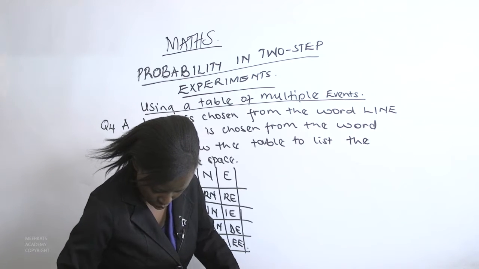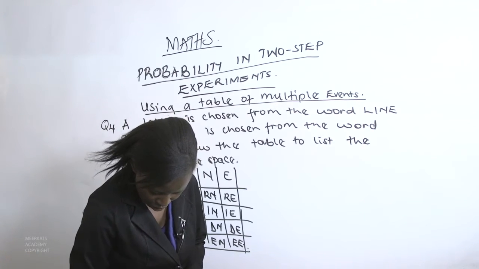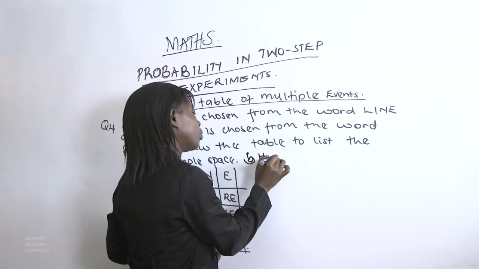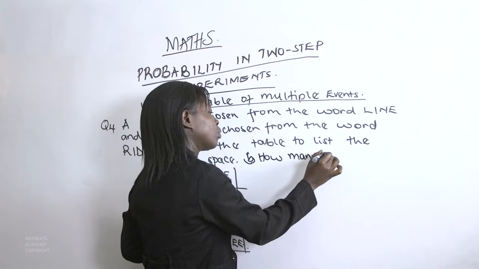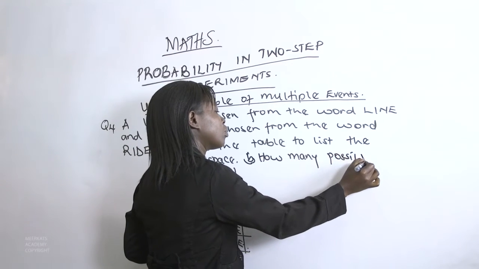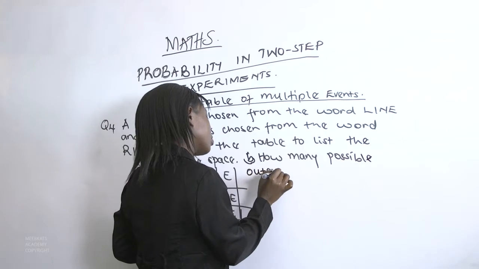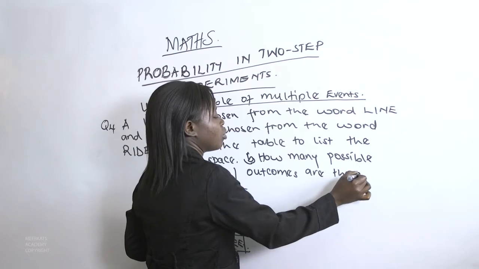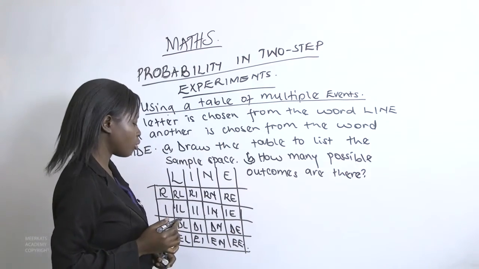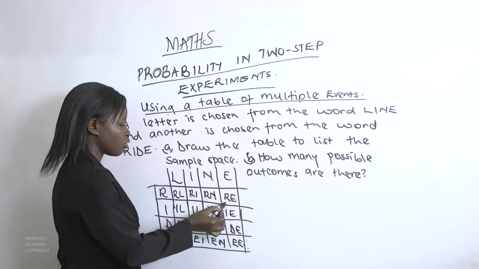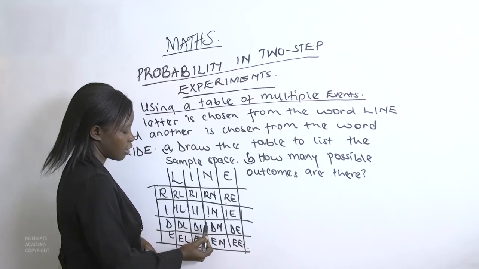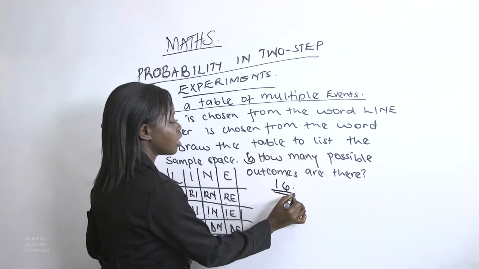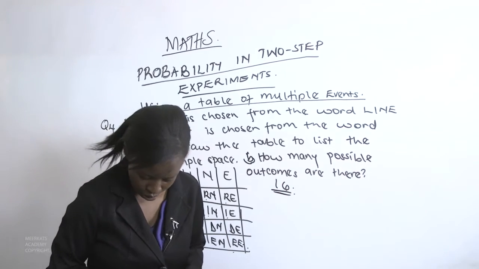So the questions are as follows. From that drawing of the sample space, we are asked how many possible outcomes are there. So we count the number of outcomes. We have 1, 2, 3, 4, 5, 6, 7, 8, 9, 10, 11, 12, 13, 14, 15, 16. So we have a total of 16 outcomes in that sample space.